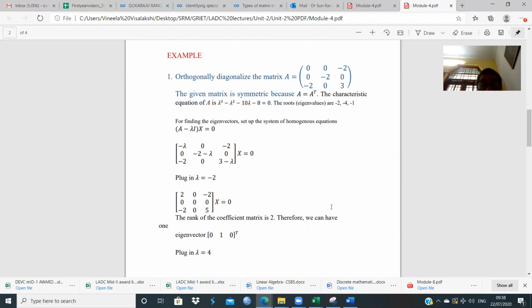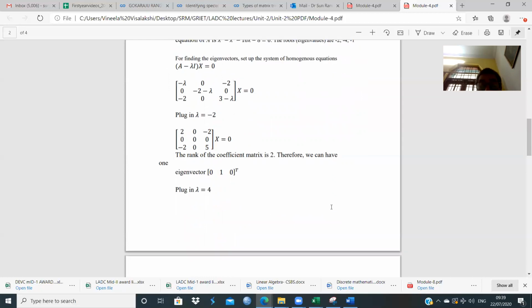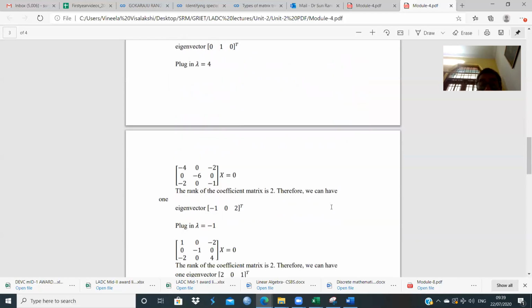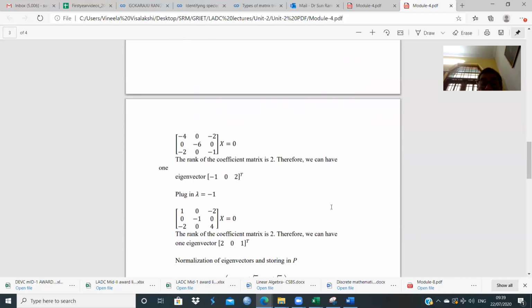Be careful that in this determination, the second row should be avoided because it's a 0 row. So you apply the method of cross multiplication on the first and third rows to get 0, 1, 0. When we plug in lambda is equal to 4 and repeat the process, again the coefficient matrix will have rank 2. Therefore, again we have one eigenvector, in this case minus 1, 0, 2.